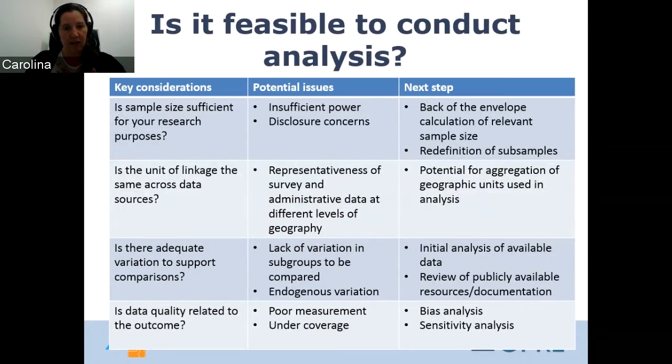So another concern is the 3rd row here. Is there adequate variation to support comparisons? I think Marina had mentioned this. In the case of scenario 1, is there enough variation in the subgroups that you need to compare? Is there enough variation, let's say in socioeconomic status or any other characteristic, or even your outcome, between the group that had attended ECE versus the group that had not attended ECE? And that's something that you can do by either reviewing the data or reviewing the publicly available documentation or reports based on the data.